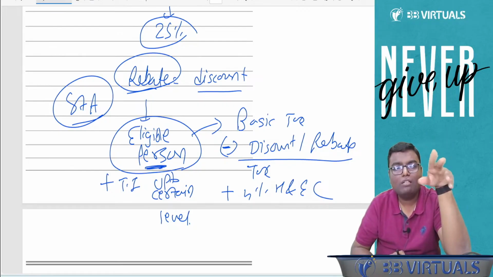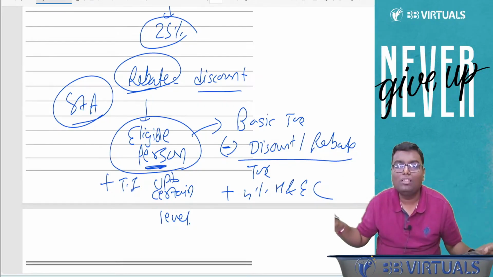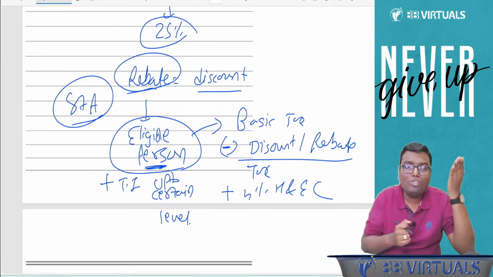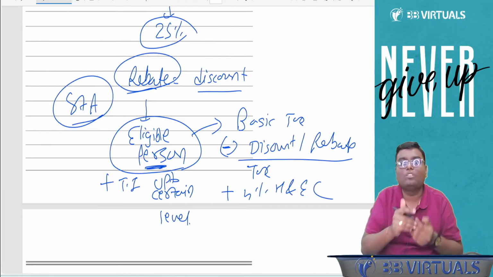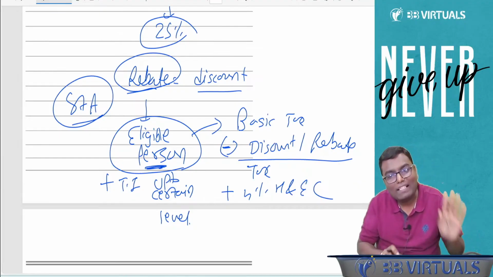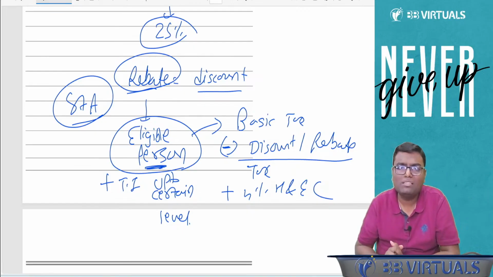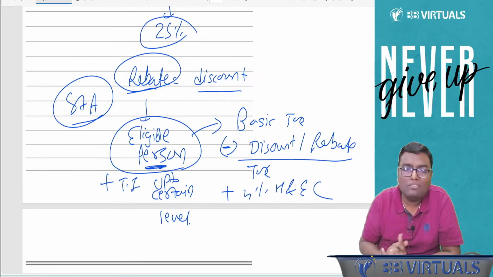So basic tax will be computed like it is computed for all. But you are a special person who is covered under this section. So from your basic tax, the government will give you a discount. That is a rebate. And on the balance tax, ultimately 4% cess is applicable, and that will be your tax payable. Now see who is eligible for this discount.